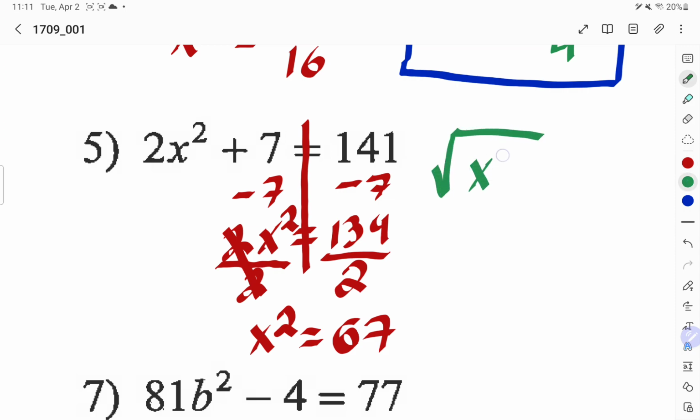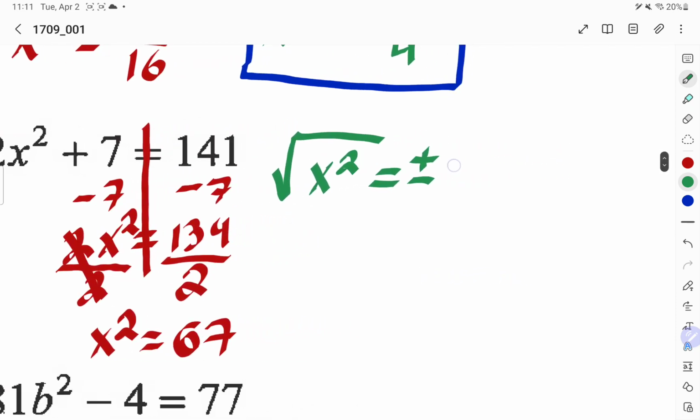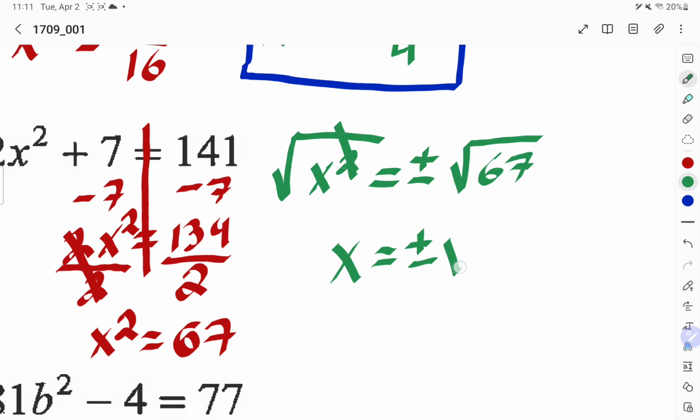So it's going to be the square root of x squared equals plus or minus. Don't forget, you're always going to have plus or minus on your answer. Square root of 67. Now, let's finish writing our answer. So it's going to be x, because those two cancel out, right? Equals plus or minus square root of 67.